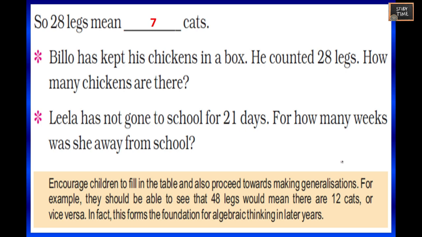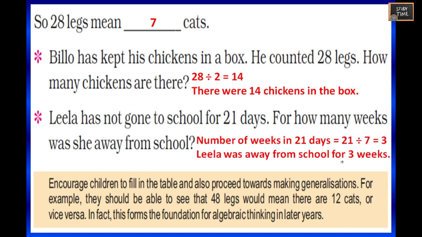Billu has kept his chickens in a box. He counted 28 legs. So how many chickens are there? So a cat has 4 legs, but a chicken has only 2 legs. So how much is it? 14 chickens. Leela has not gone to school for 21 days. For how many weeks was she away from school? You know, 1 week has 7 days. So Leela was away from school for 3 weeks.